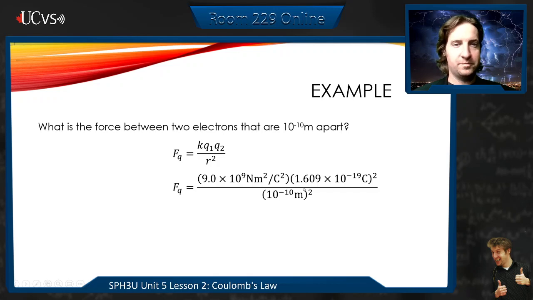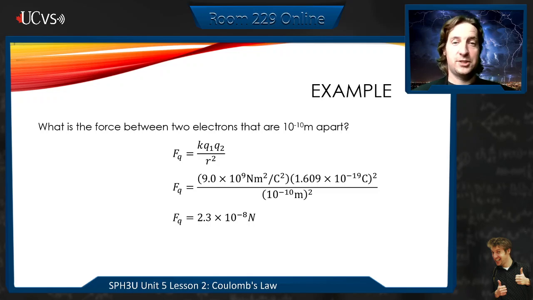And since we have 2, it'll be 1.6 times 10 to the negative 19 times 1.6 times 10 to the negative 19. So I'm just going to square it, and then divide by the distance, 10 to the negative 10 meters, squared. And that works out to 2.3 times 10 to the negative 8 newtons. So really not very much force. However, the electric force is a lot stronger than gravity between them. Okay, don't worry about that.